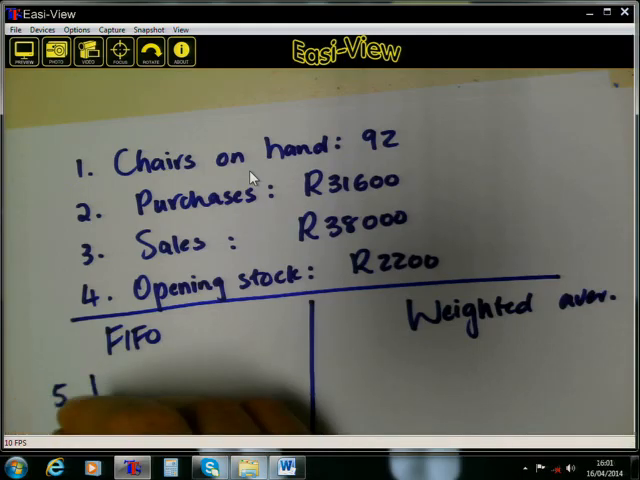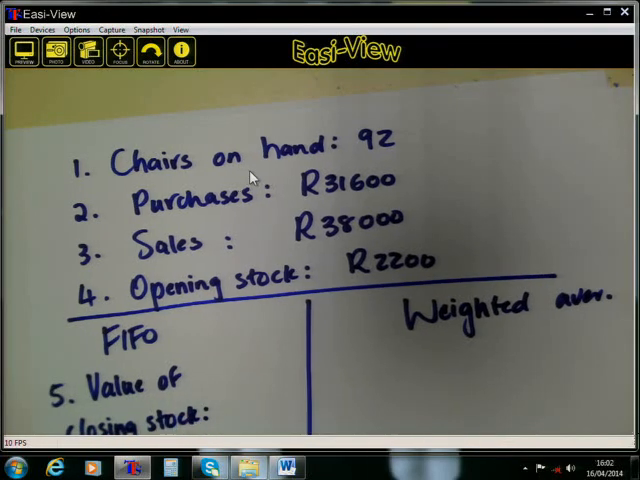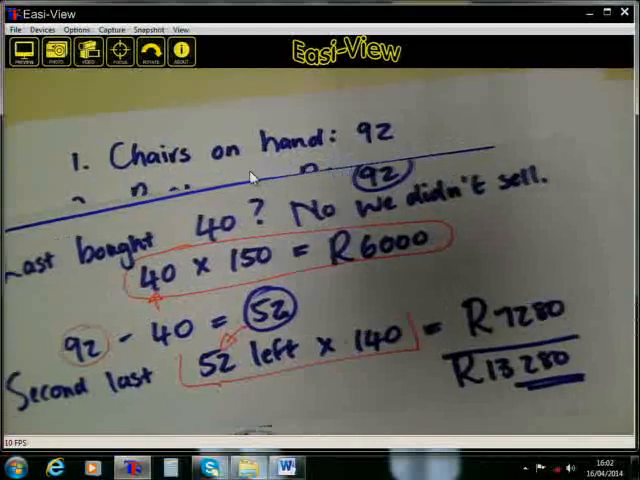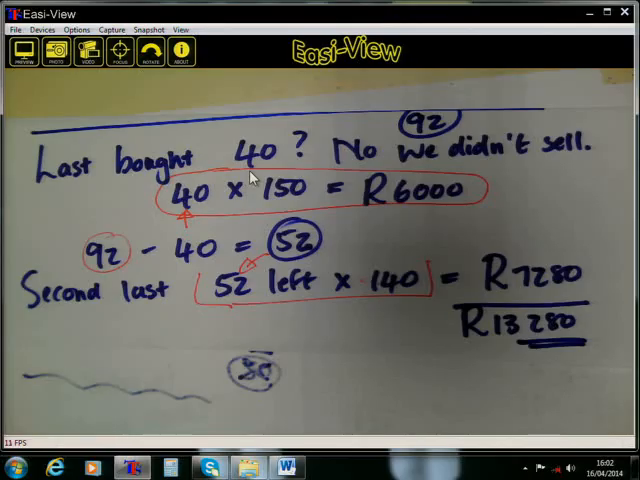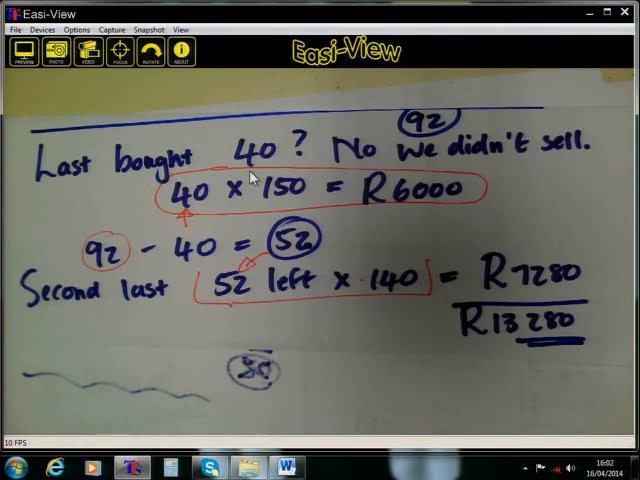In the FIFO method, the value of the closing stock was 132.80. Concentrate. The 40 that we bought last, we didn't touch. The 80 that we bought second last, we sold 28 of them. There was 52 left, at that specific price of 140, 13,280.